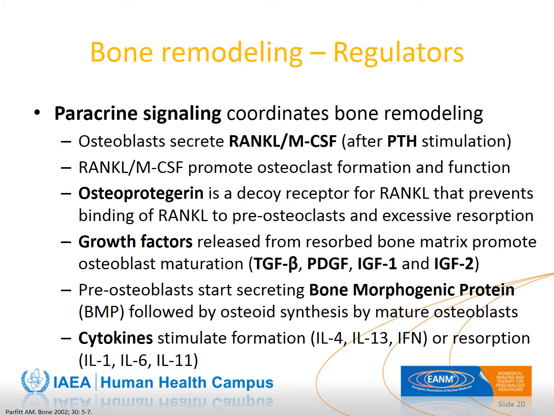The resulting bone resorption will lead to the release of growth factors from the resorbed matrix, including TGF-beta, PDGF, IGF-1 and IGF-2, and these will promote osteoblast maturation. The recruited pre-osteoblasts start secreting bone morphogenic protein, or BMP, followed by osteoid synthesis by mature osteoblasts. Finally, local cytokines modulate this process by stimulating formation, such as interleukin-4, interleukin-13 and interferon gamma, or stimulating resorption, such as interleukin-1, 6 or 11.